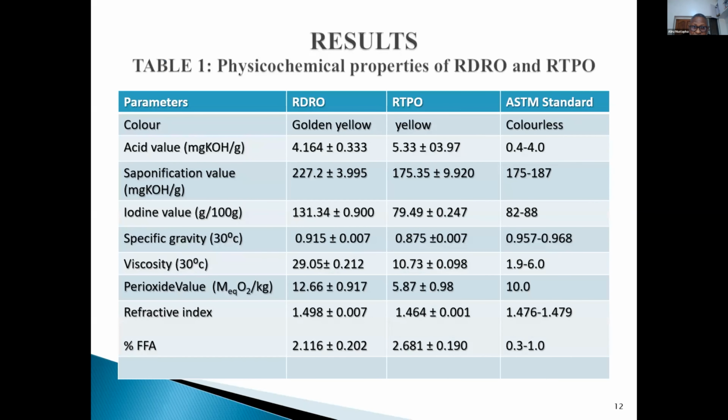Then we have our results. Table 1 is the physicochemical properties of refined Regia oil and refined Theventia Peruviana oil. We have the parameters color, acid value, saponification value, iodine value, and percentage free fatty acid. The data are stated in Table 1, and they fairly comply with the American Standard for Testing Materials.